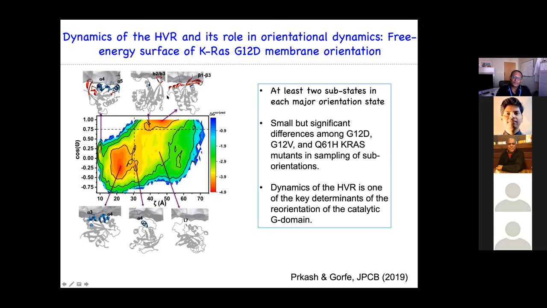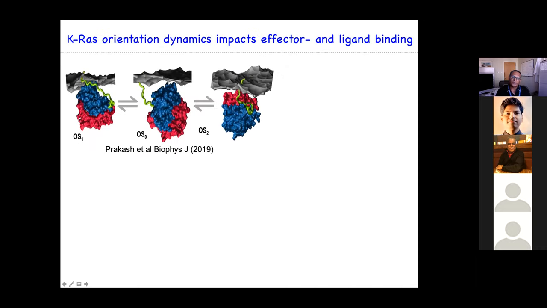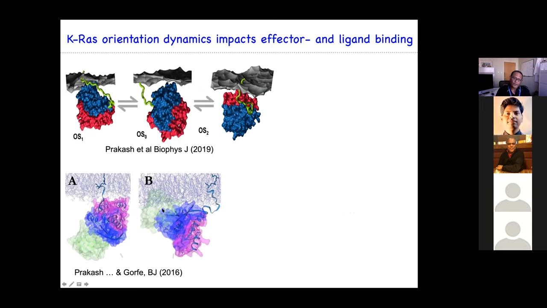But in each case, it's a shallow surface, and in each case there are multiple different orientations within each basin. And this is primarily driven by the dynamics of the HVR, that is, the lipid anchor I was talking about earlier, and about 10 residues towards the catalytic domain. So that is critical for membrane reorientation. That is also illustrated here, three orientations, and the shape and conformation of this green region, the HVR, is critical for their dynamics. These are important for function. This is a very simple illustration of that.